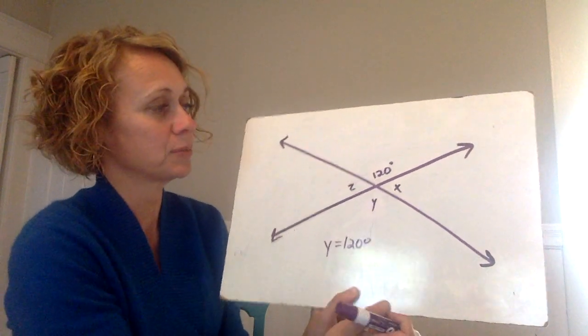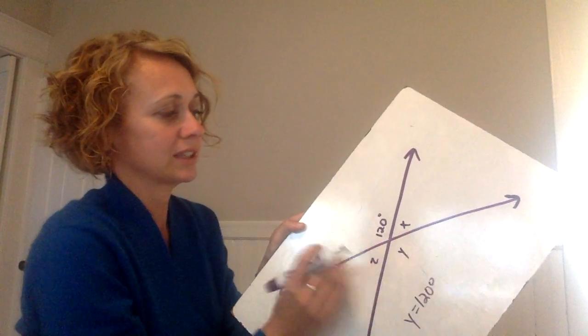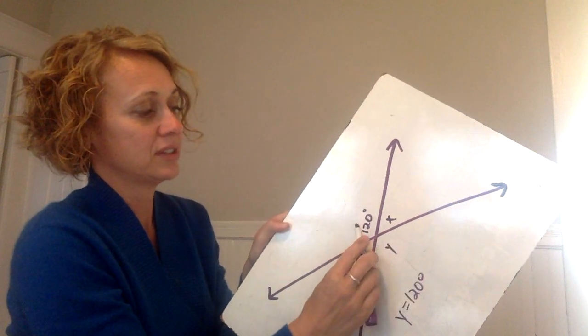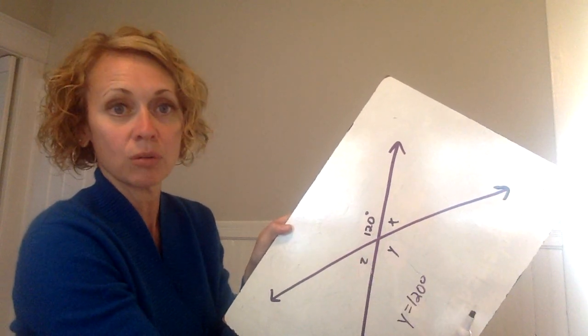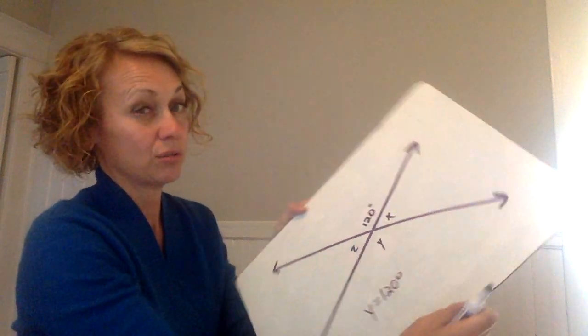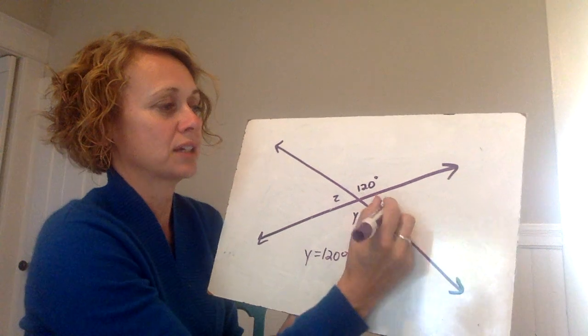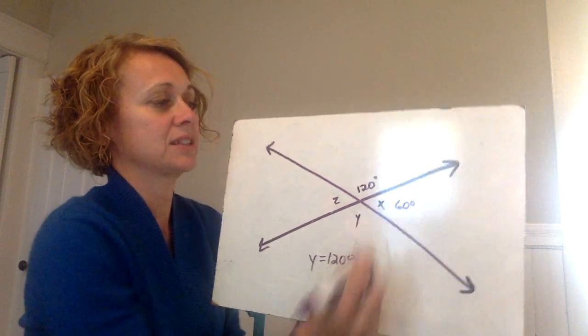All right, what's also special about this is you've got a linear pair. Like if I put my hand right here, you can see that this obtuse angle and that acute angle make a line. So that means they're supplementary too. So I can take 180 and subtract 120 and I get 60 degrees right there.